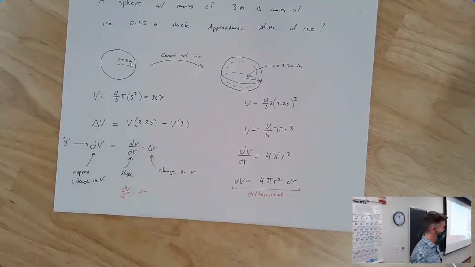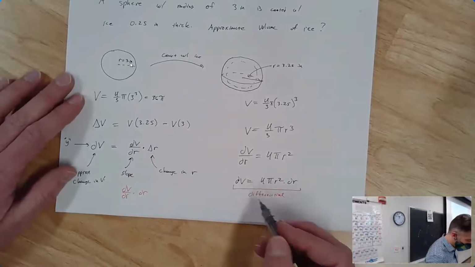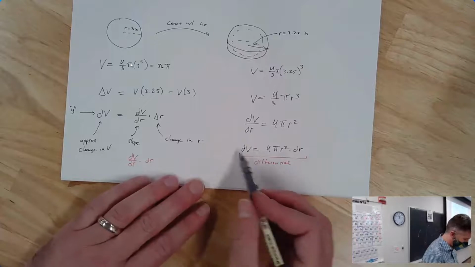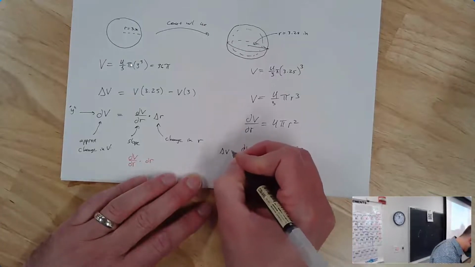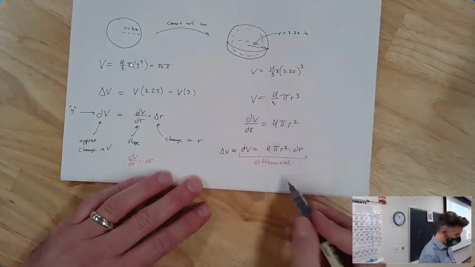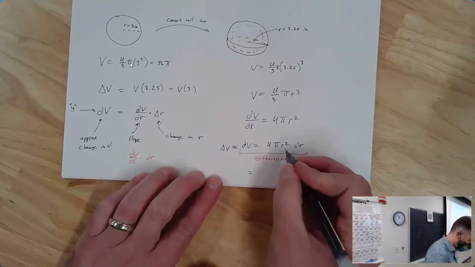That's all the differential is. It's your derivative times d whatever your independent variable is. In this particular example, we're trying to actually use this to approximate delta v. And now we're just going to plug in the values. So we're going to plug in 3 for r.